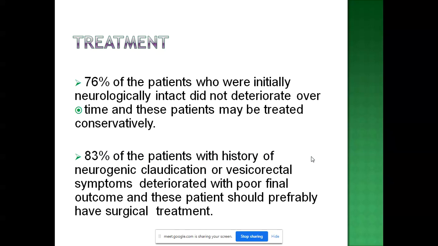And then 83% of the patients with a history of neurogenic claudication or vesicorectal symptoms deteriorated with poor final outcome, and these patients should preferably have surgical intervention. So when should surgical intervention be given? When the patient is having a neurological condition, radiating symptoms in the thigh, in the leg, and it is deteriorating with time. It is a progressive condition. Then we have to think of the surgical option.